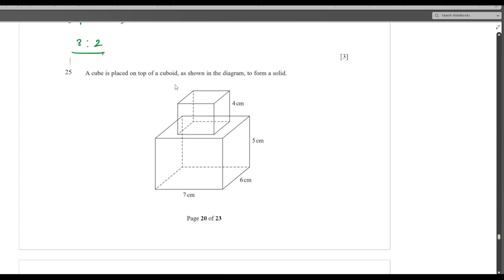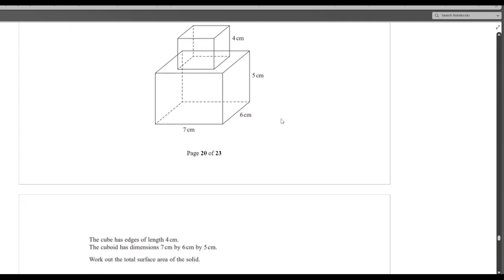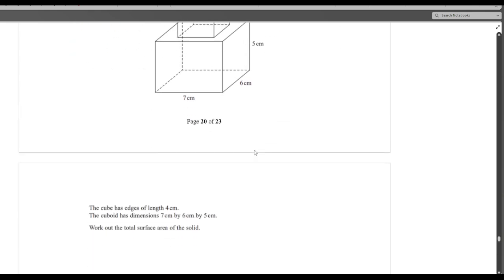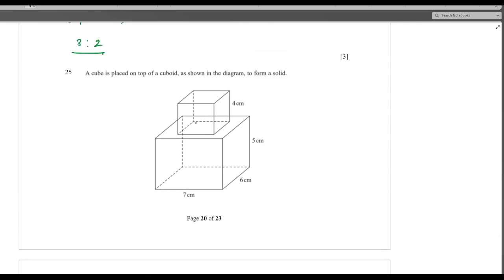Now a cube is placed on the top of a cuboid as shown in the diagram to form a solid. The cube has an edge of 4. Here we can see the edge length is 4. The cuboid has dimensions of 7 by 6 by 5. Work out the total surface area of the solid. As I put one cube on the top, this much part of the cuboid is not seen, and similarly this much part of the cube is also not seen.